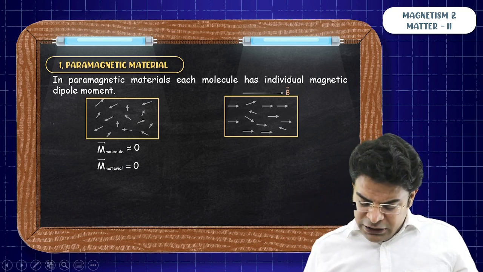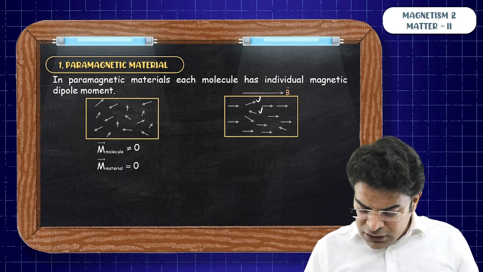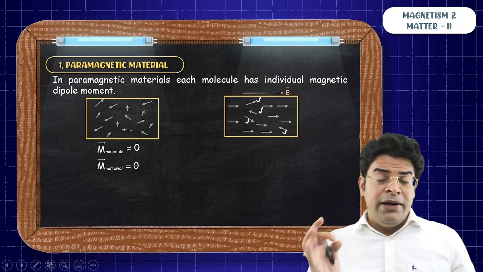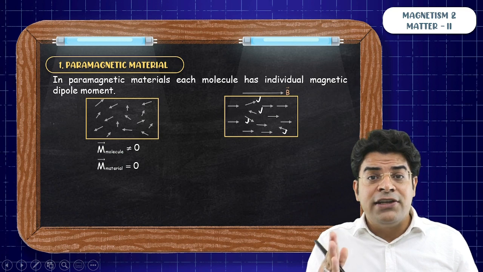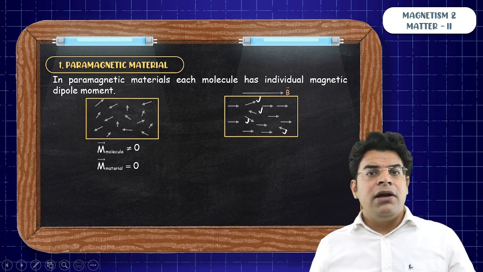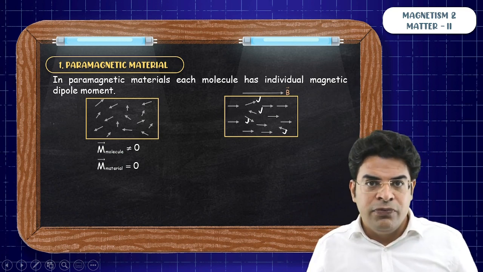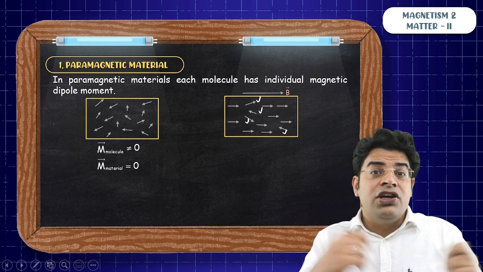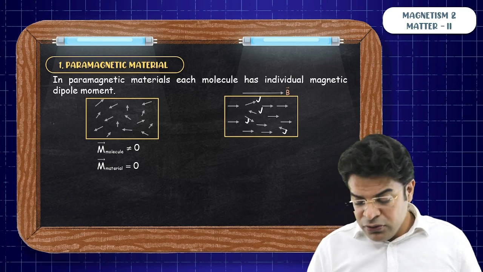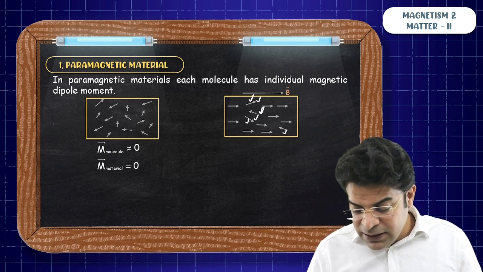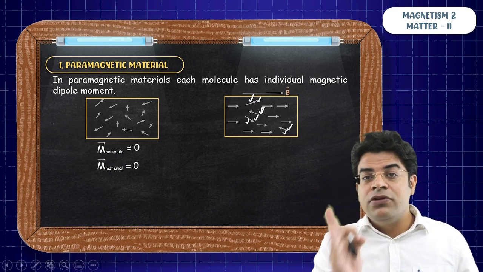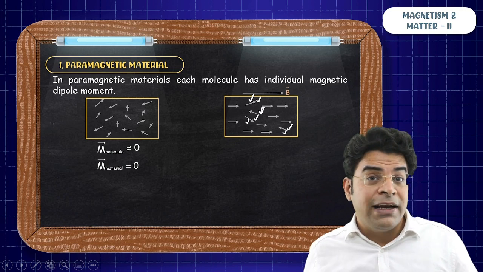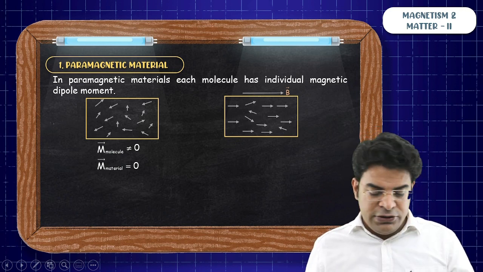Sir, my doubt is, why do not all the dipoles align? Still I can find many dipoles which are not in the direction of the applied magnetic field. Beta, this is due to thermal agitation. The molecules which we think are at rest are actually continuously vibrating. Due to the thermal agitation, it is impossible to make all the dipoles align in the direction of the magnetic field for a paramagnetic substance.